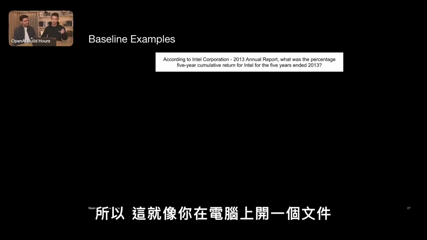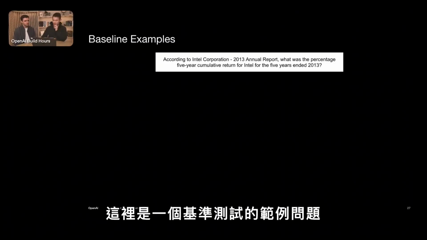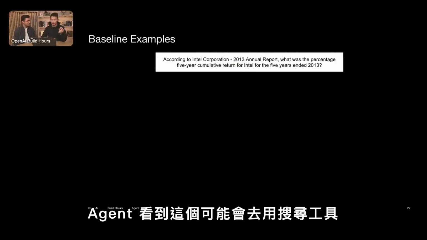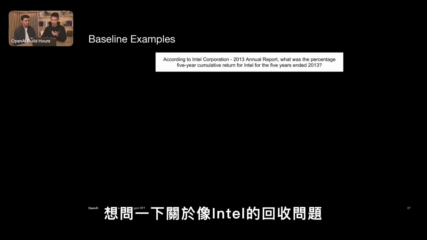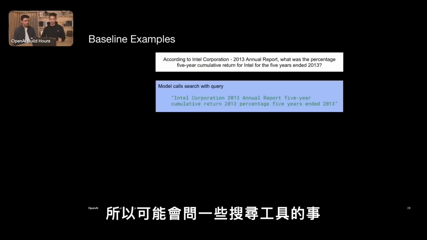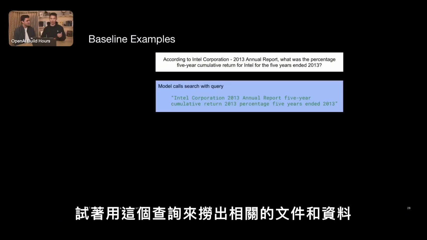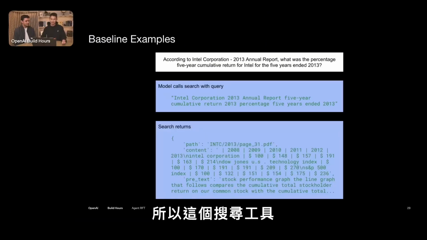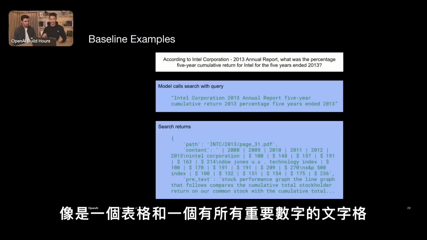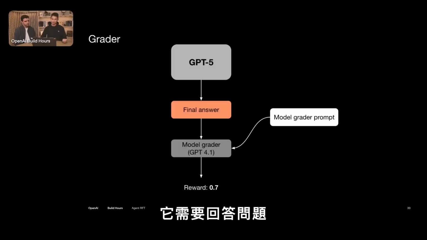So let's go through an example. Here's a sample question from the benchmark. The agent might call the search tool after seeing this question about Intel's return. So it might ask the search tool some query to try to find the relevant documents and information. And the search tool might return something like this, which has a table in text form with all the relevant numbers it needs to answer the question.